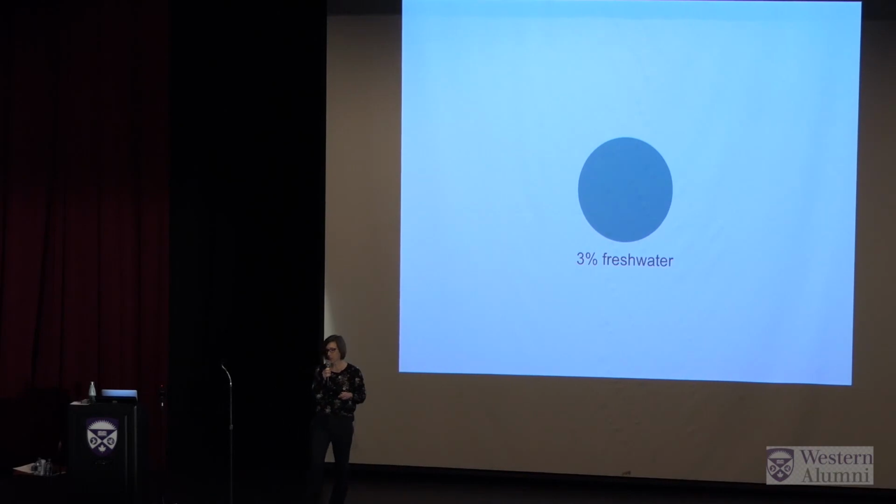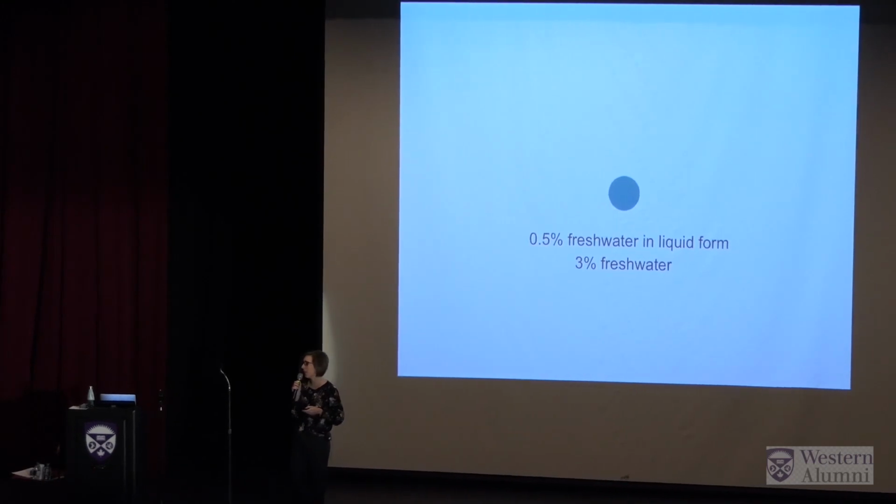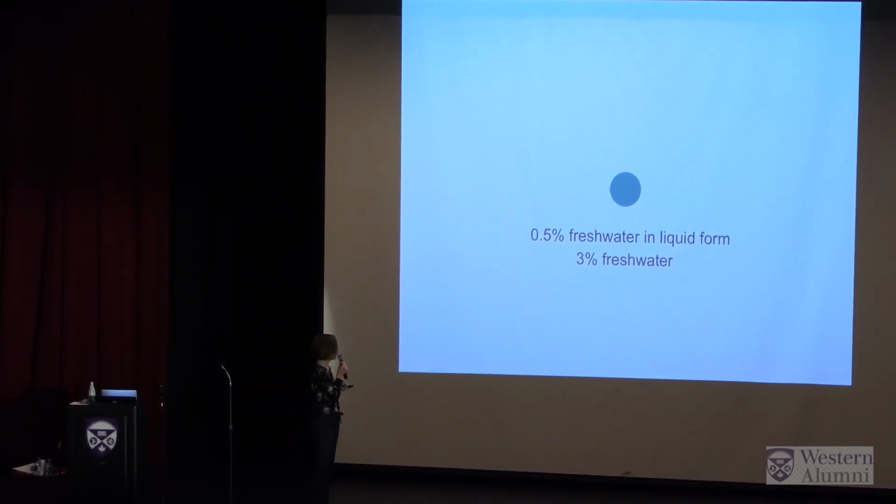So Earth is the blue planet. You might have heard that before. 70% covered in water. But a very small percentage of that, only 3%, is fresh water. An even smaller amount, 0.5%, is fresh water in liquid form. So 0.5% of the water on Earth is fresh water in liquid form.